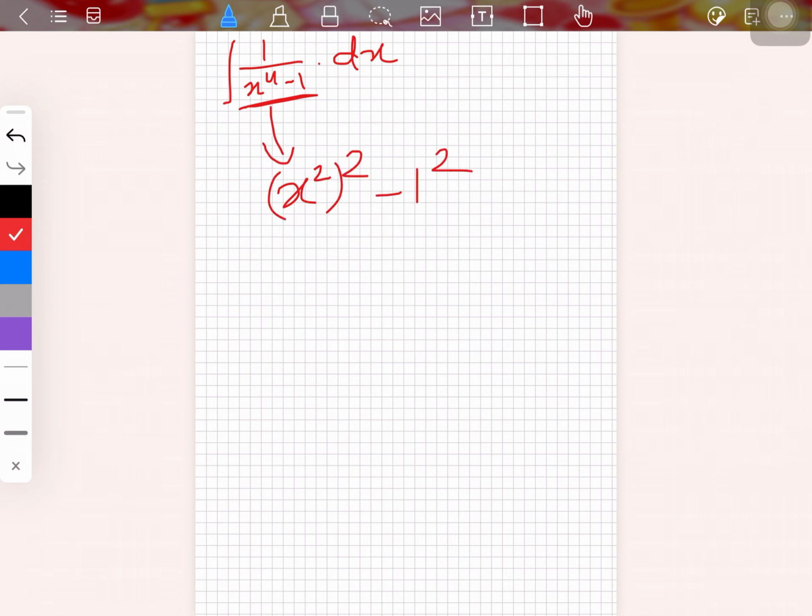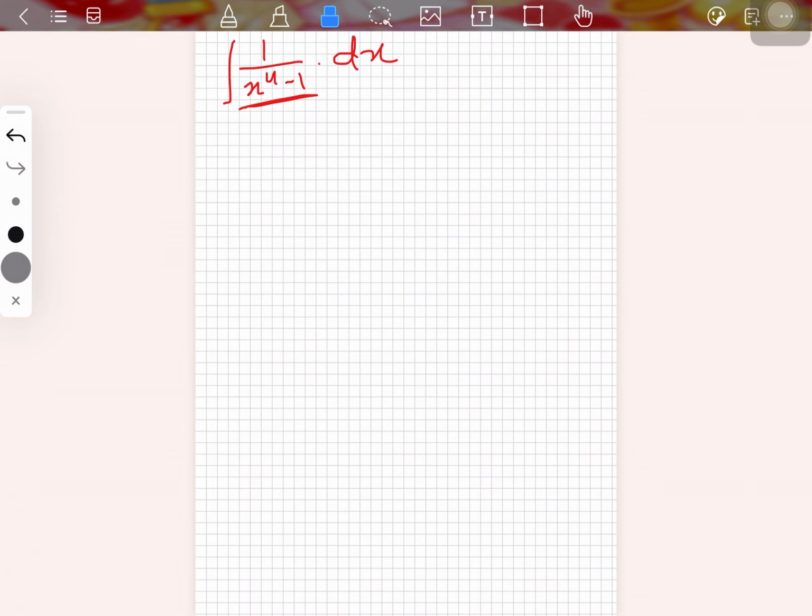Hello everyone, so today we'll be integrating this question, x to the power 4 minus 1, of course dx. The way we solve this question is also changing it into partial fractions, but before that let's just apply the formula of a square minus b square. So this term can be written as this, and then this can be considered as a square minus b square, so it is a minus b, a plus b.